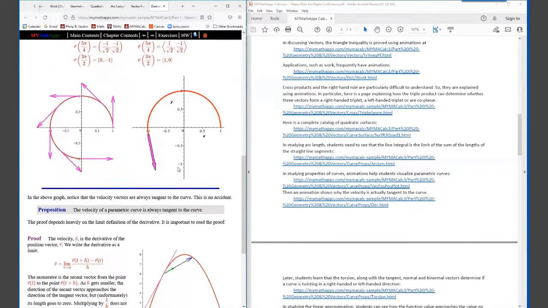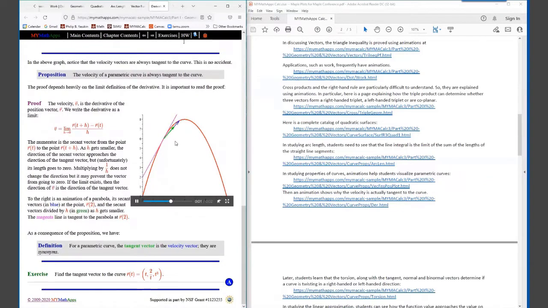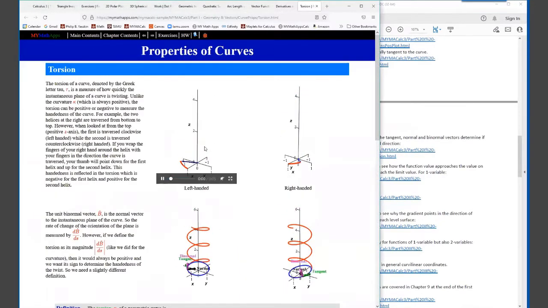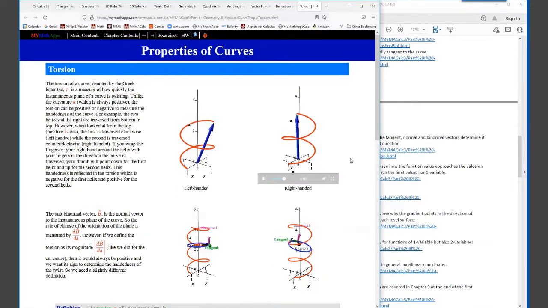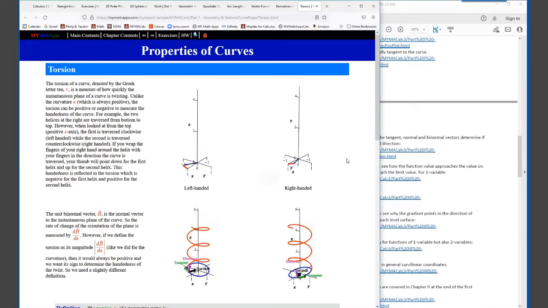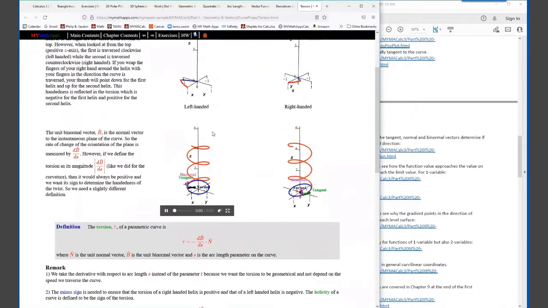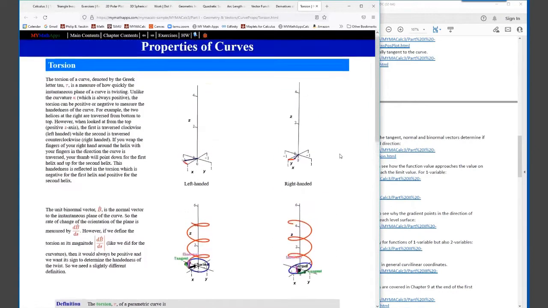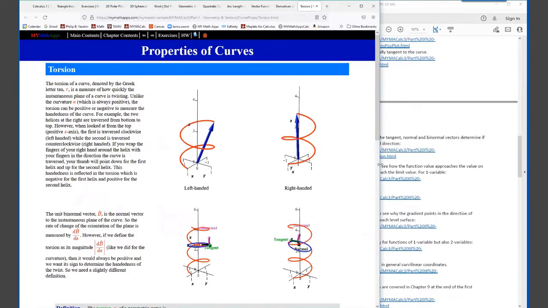One of the things the students need to learn about is why the tangent vector is in fact the velocity vector. And so right here is an animation showing the proof that the secant vector approaches the tangent vector. Later, students need to learn about torsion. The torsion is what determines whether a curve has a left-handed or a right-handed curl to it. And you can also see that by looking at the tangent, normal, and binormal vectors for this helix, for example.